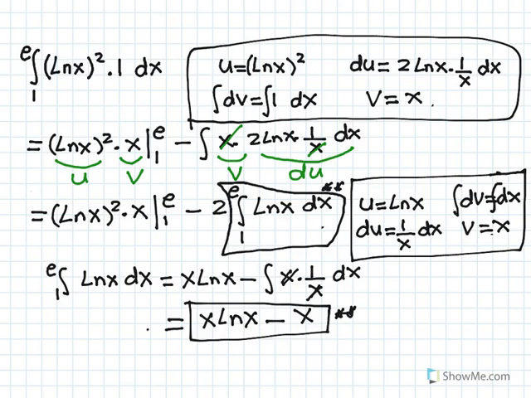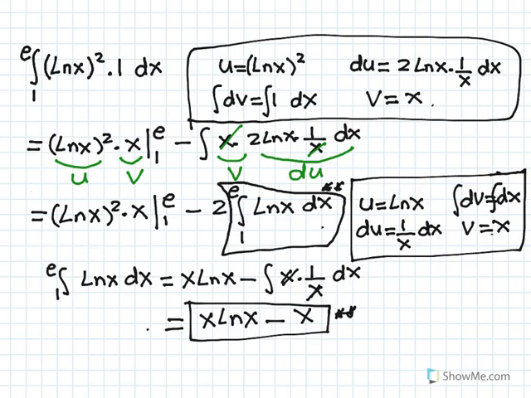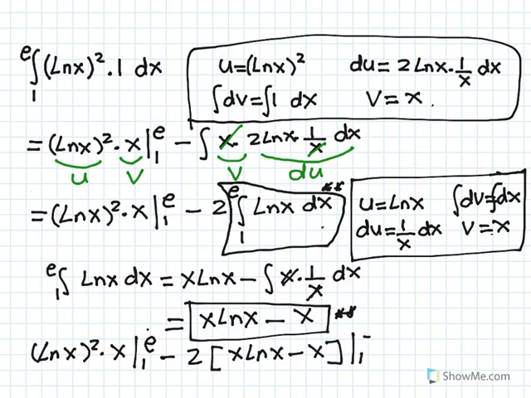Now we just have to organize the answer. So basically what we have is integral from 1 to e of (log x) squared dx is equal to x times (log x) squared, evaluated from 1 to e, minus 2 times x log x minus x, evaluated from 1 to e. Let's go back to the previous page and see how that works out. So just to show that, we have (log x) squared times x from 1 to e minus 2 times the result we got when we integrate log x. That's going to be x log x minus x from 1 to e.